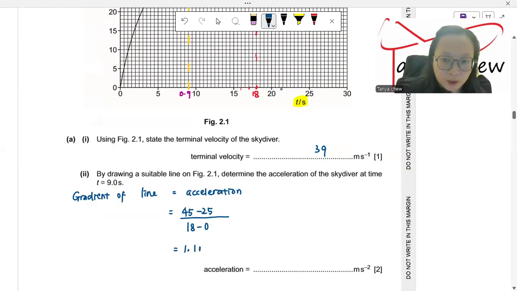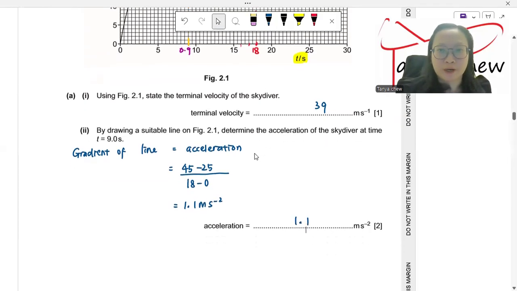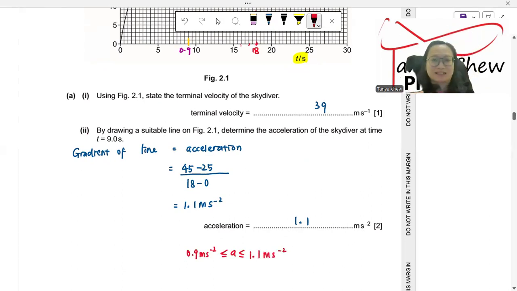And I got 1.1 meter per second square. So I just want you to bear in mind the range given by the mark scheme. Acceleration is within 0.9 meter per second square to a maximum of 1.1 meter per second square. I got the maximum value. So luckily it is equal to 1.1.